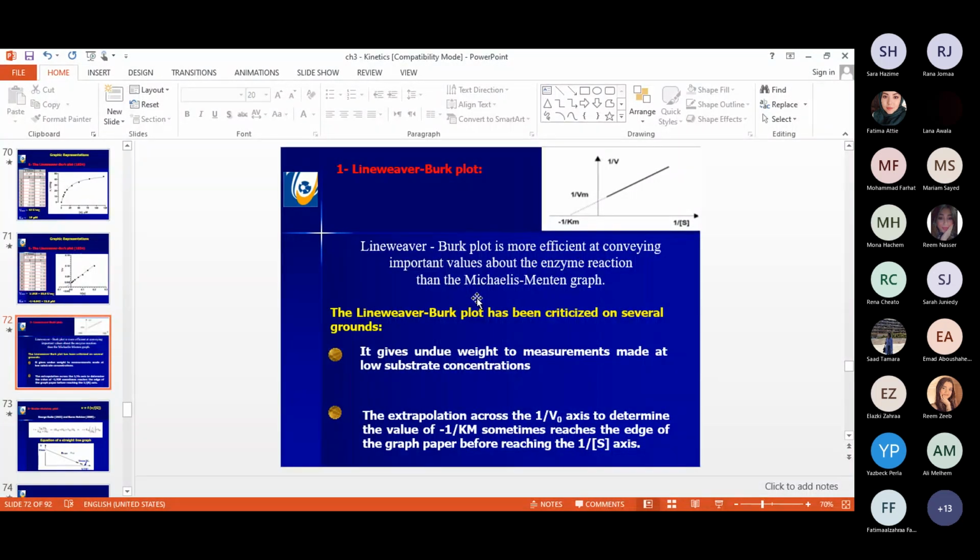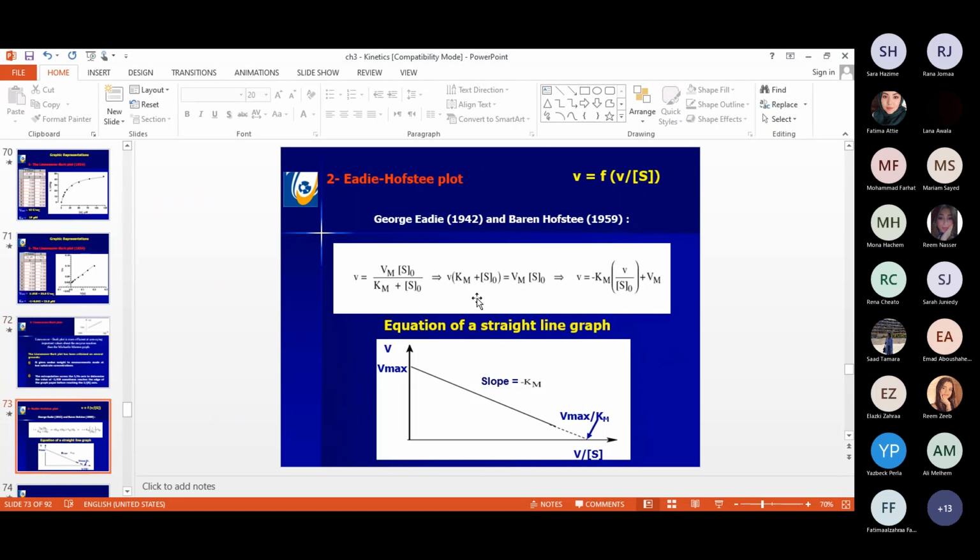So even if this method was criticized, it is the best, or the mostly used, to determine Vmax and Km till today. Okay? Other researchers searched for other methods, but they are always based on the Michaelis-Menten equation. So Eadie and Hofstee tried to find a relationship, not 1 over V as a function of 1 over S, but V as a function of V over S.